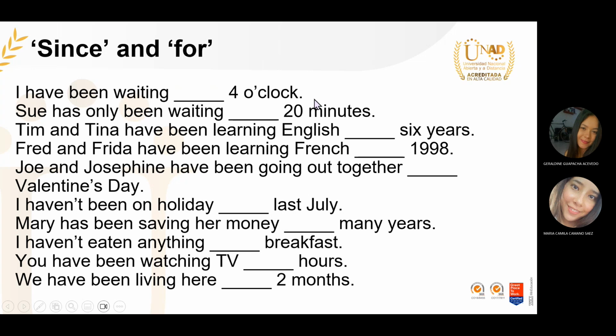For example, the first one: I have been waiting since 4 o'clock, because 4 o'clock is the starting point. It's an undetermined hour. But what do you think about this? Please read it and tell me. What will we use, since or for? Sue has only been waiting for 20 minutes. Yes.